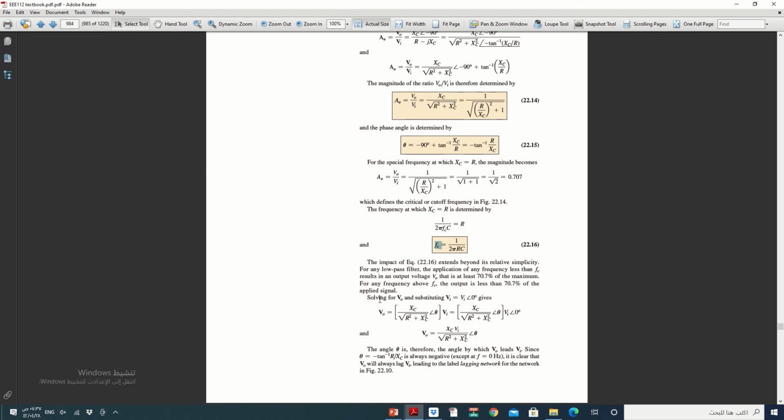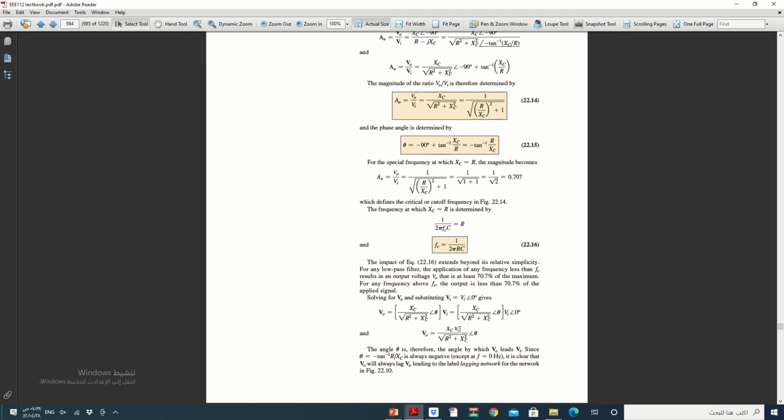Now, if we assume V input with the angle 0, then you will find the V input here with angle 0. You can divide and find the final answer here.